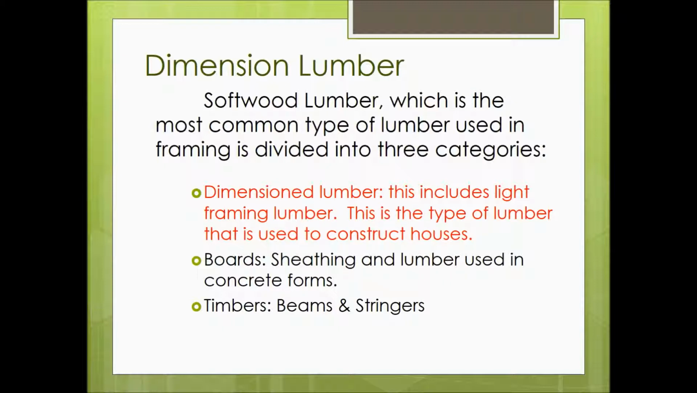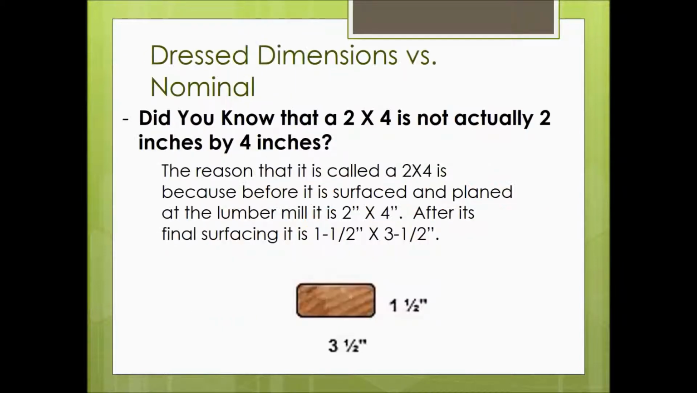Sheathing boards, just regular boards, are the type of boards that are included in this category, sheathing and lumber. These types are used in concrete form. And timbers, which is beams and stringers. So you can see right here, 1.5 inches by 3.5 inches.